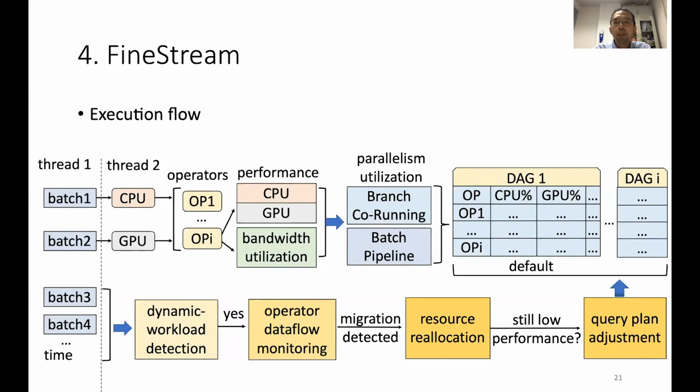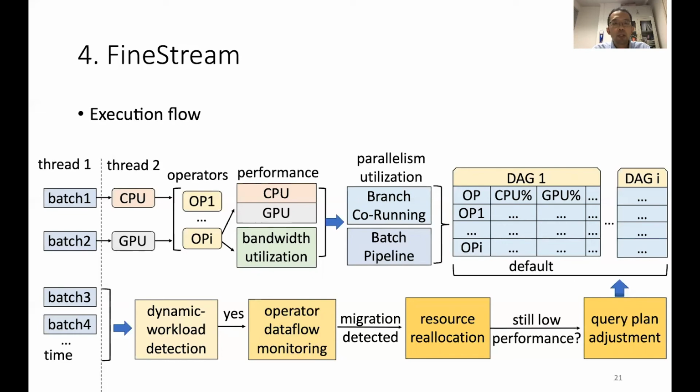Fourth, after building the model, FineStream generates several query plans with detailed resource distribution. With the generated query plan, the dispatcher performs fine-grained scheduling for processing the following batches. When dynamic workload is detected, FineStream performs related adjustment.